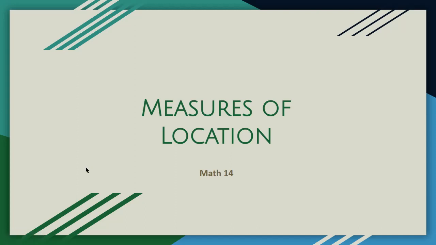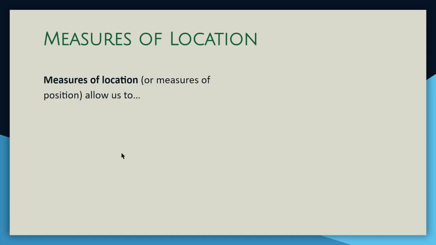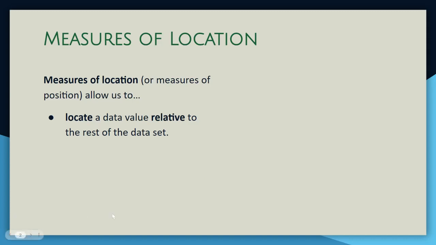So up to now, we've been talking about collecting and organizing data. Now we're going to start talking about how to summarize the properties of that data. A measure of location, also sometimes called measures of position in other textbooks, allows us to locate a data value relative to the rest of the data set. Also allows us to rank the data. So we know that when we're talking about ordinal data, interval data, anything except nominal data, that data is able to be ranked.